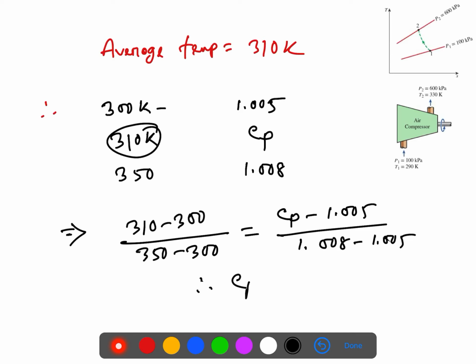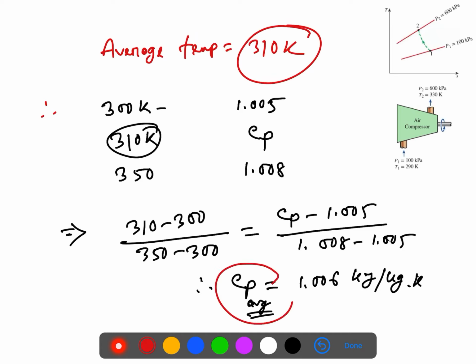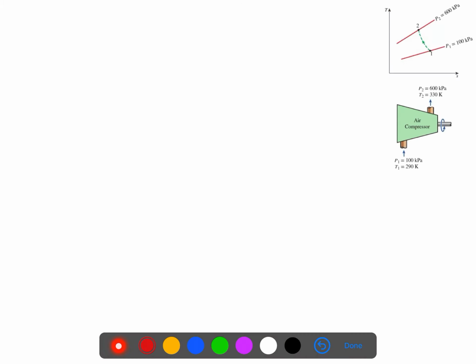So if we simplify this, the specific heat we will get is 1.006. It is kilojoule per kg Kelvin. So this is the average specific heat. As we calculated it at average temperature, so it will be the average specific heat. Alright, so now once we know this average specific heat, then we will simply use the formula. So from the book, it is actually the equation number 7.34 for constant specific heat.